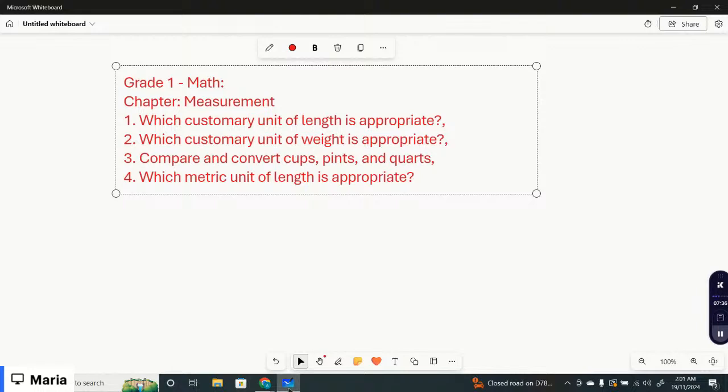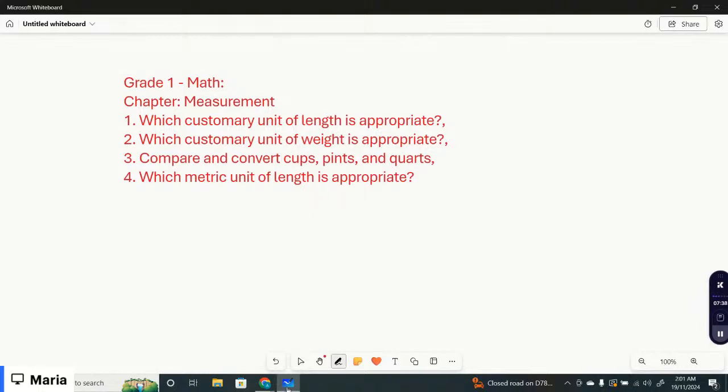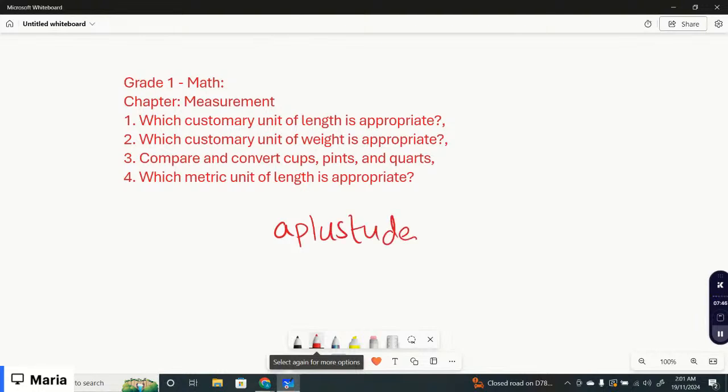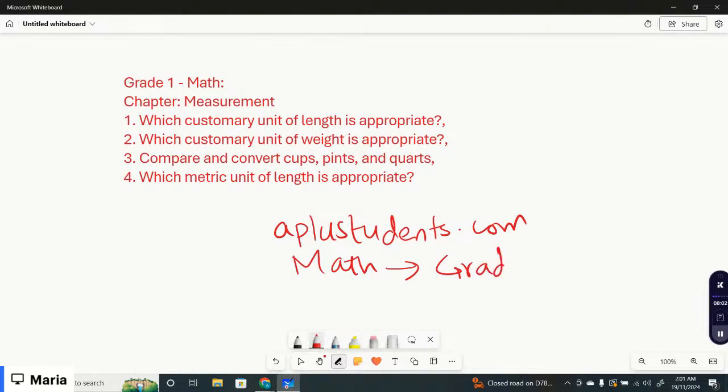You can find all the lessons on aplusstudents.com. You have to log in there using your email address and password as provided by the administrator. Then you have to select math from the subject tab, scroll down to grade 1 math, and then click on view all lessons. There you can find the list of the chapters.